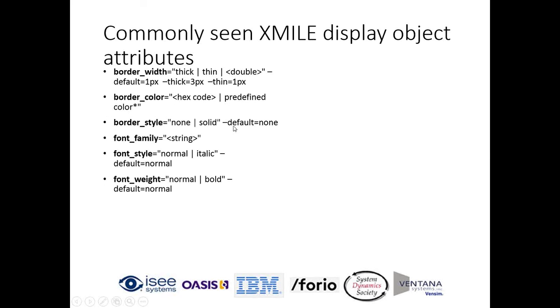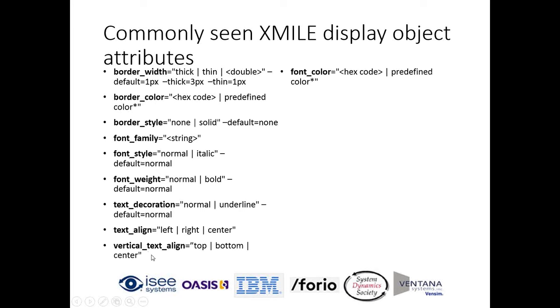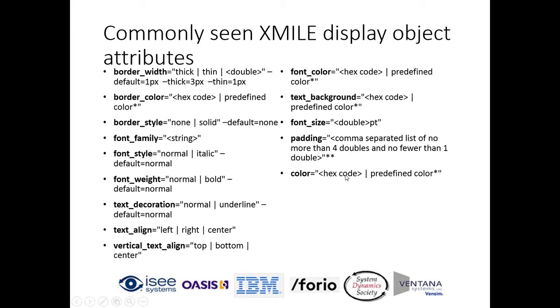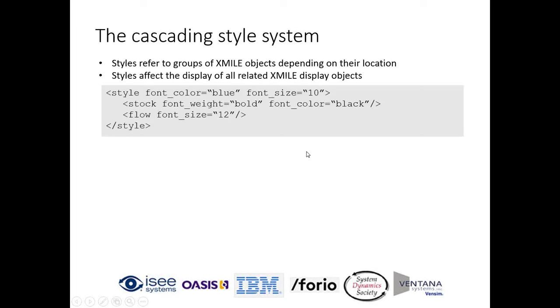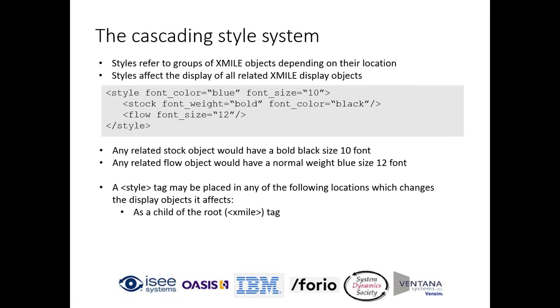Some common attributes, I'll just run through these quick. For displaying, we have border width, color, style, family, font style, font weight, text decoration, things like this. So these are kind of common things you'd see: padding, color, background color, z-index. These are common things you might see in CSS as well. The cascading style system allows us to have a style block at a high level that represents all of the things that are common. So the common styles I use throughout it.